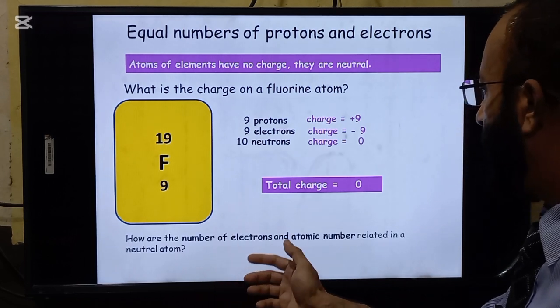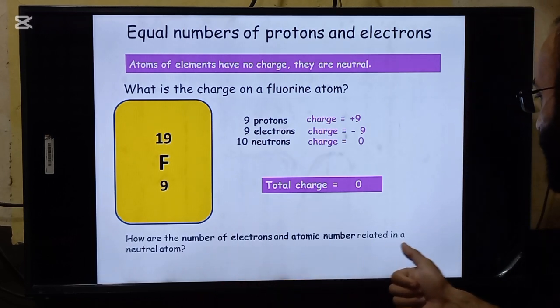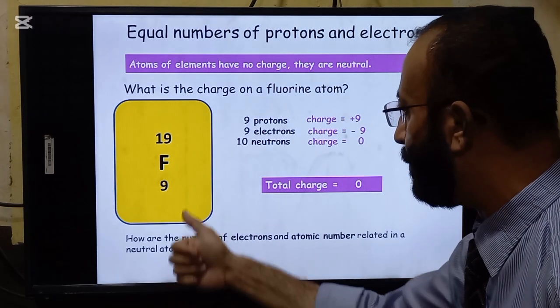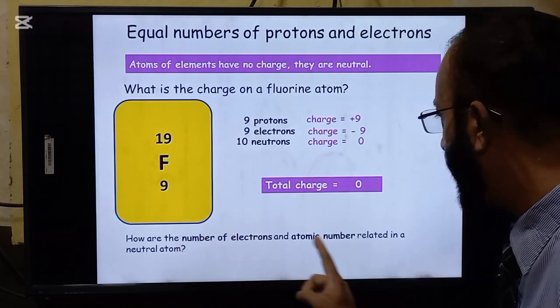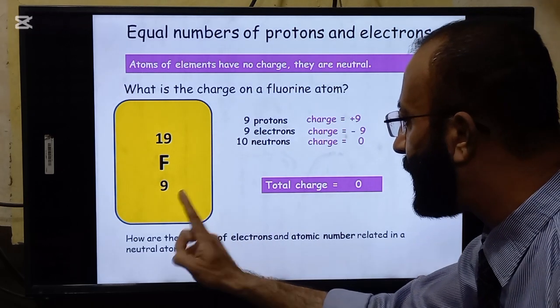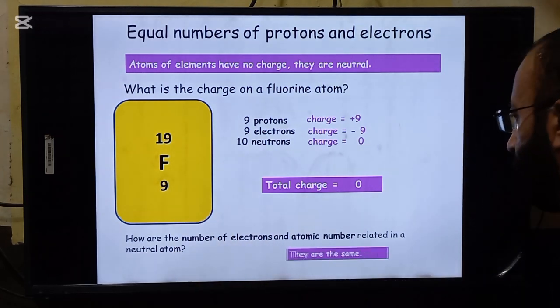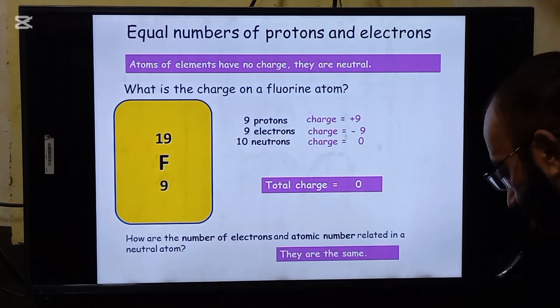How are the number of electrons and atomic number related in a neutral atom? Because this is a neutral atom, the number of electrons and the atomic number are the same. They are the same.